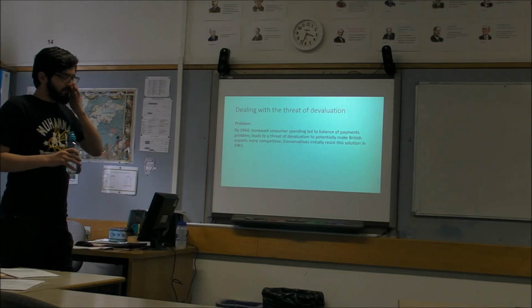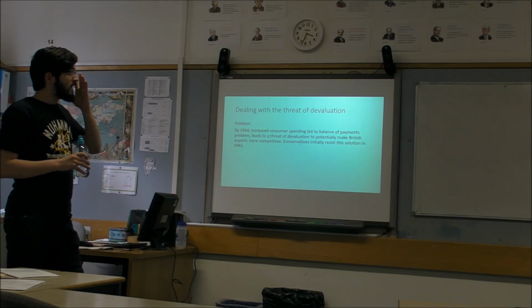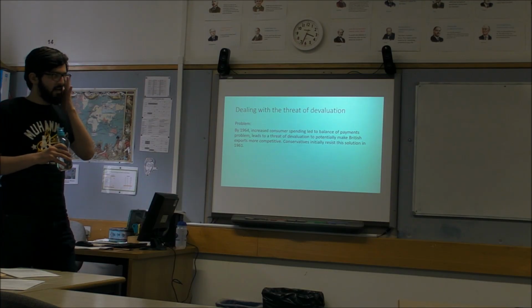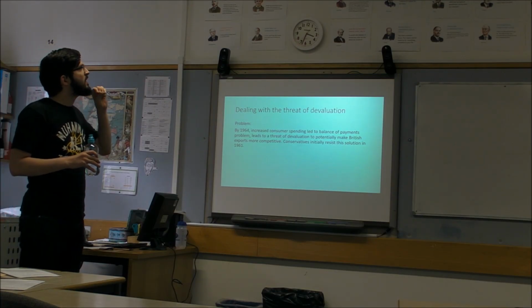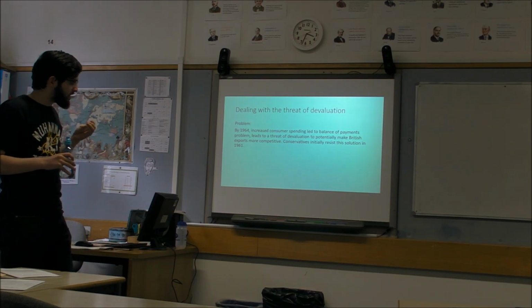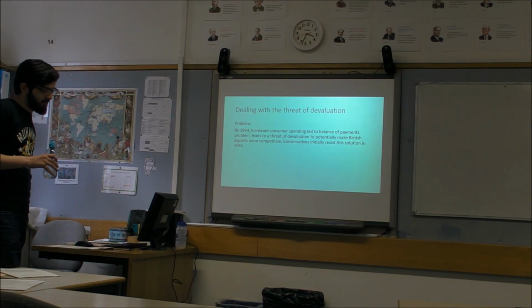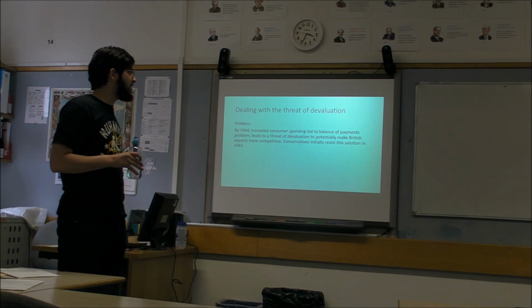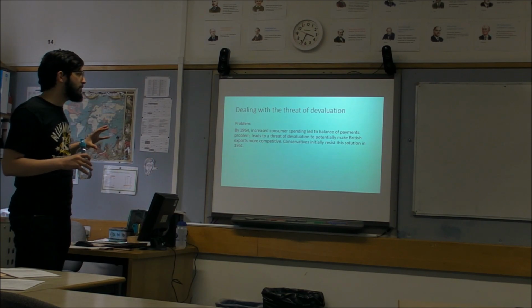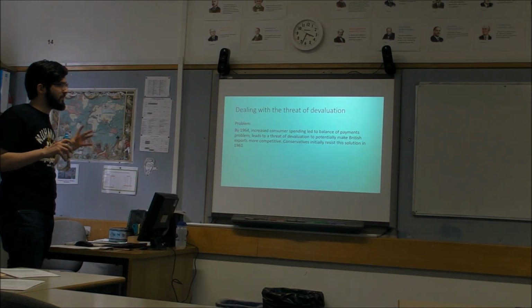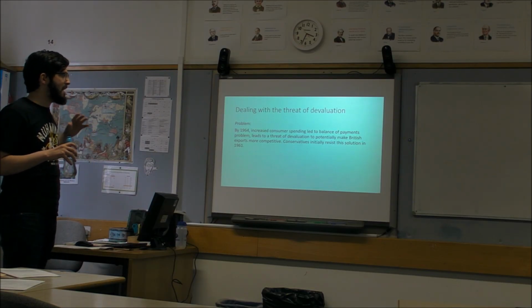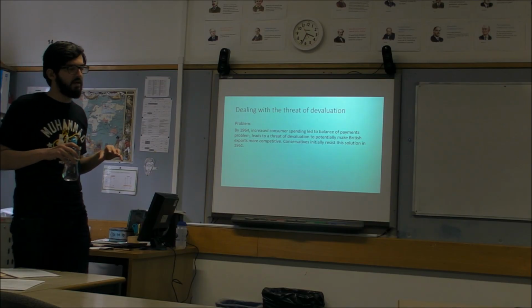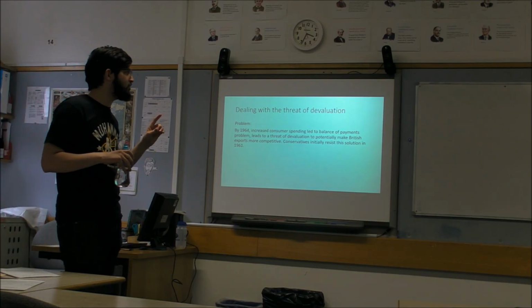Okay, this next one's more confusing. So that's basically the Macmillan government, which is from 57 to 63. The next issue which comes about is the threat of devaluation. And what this means is the following. By 1964, increased consumer spending had led to a balance of payments problem. We've mentioned this already, there's a balance of payments issue.